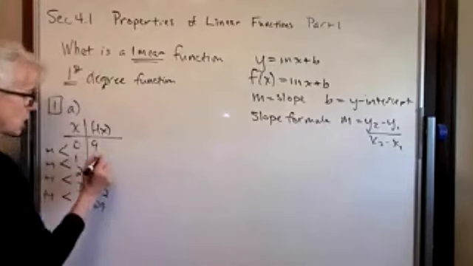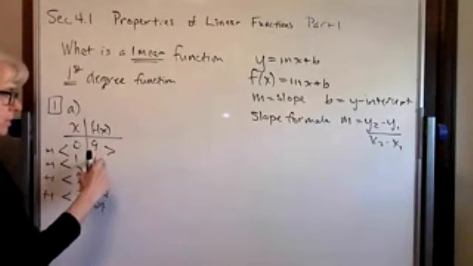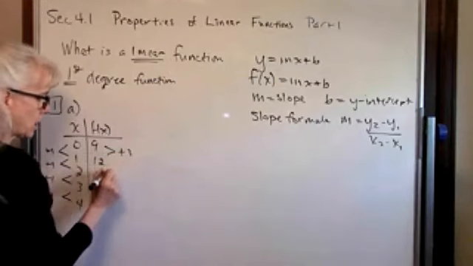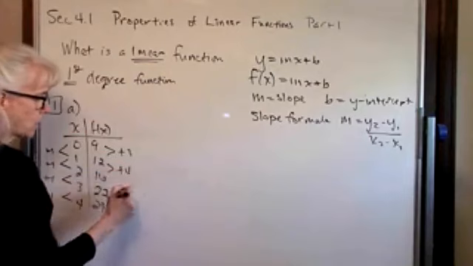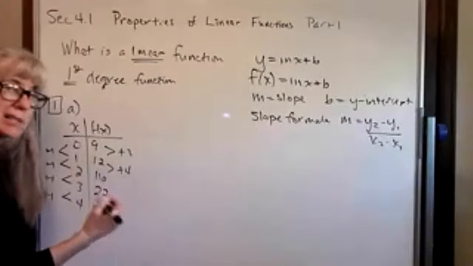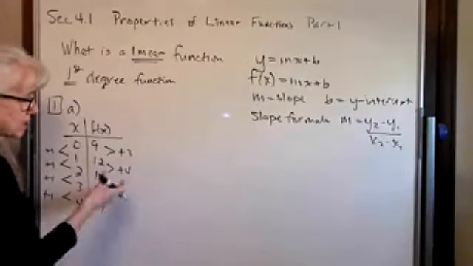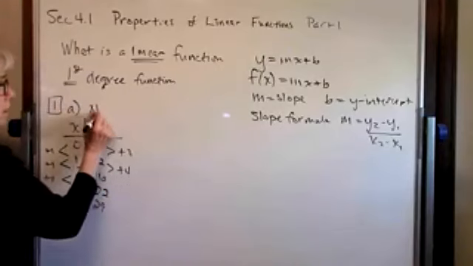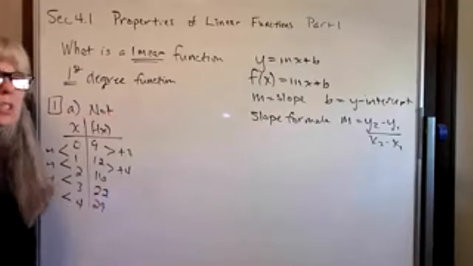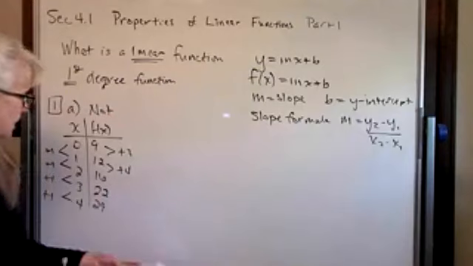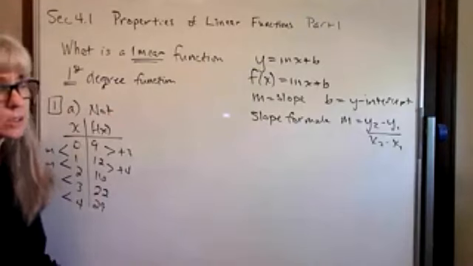Well, we need the change in y to also be constant. To get from 9 to 12, you're going to add 3. But to get from 12 to 16, you're adding 4. So since the change in y is not constant, and we need it to be constant, this is not a linear function. So I can't go find the slope of that information because it doesn't represent a line. It doesn't have a slope.